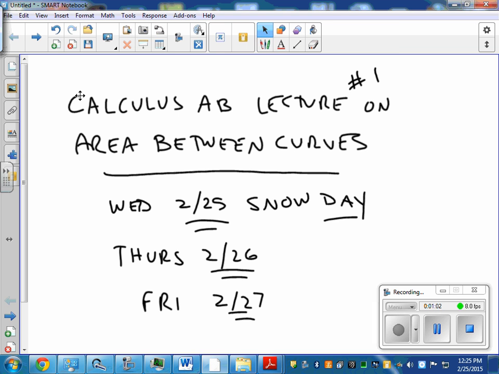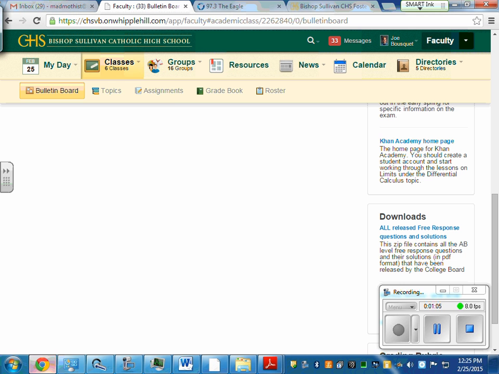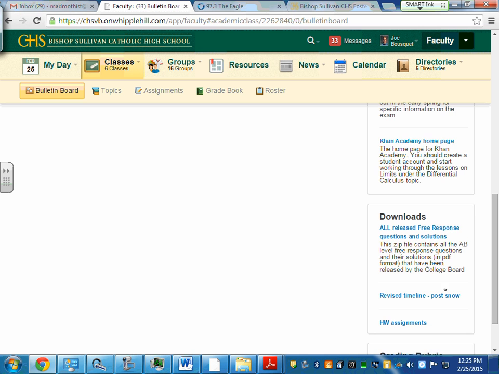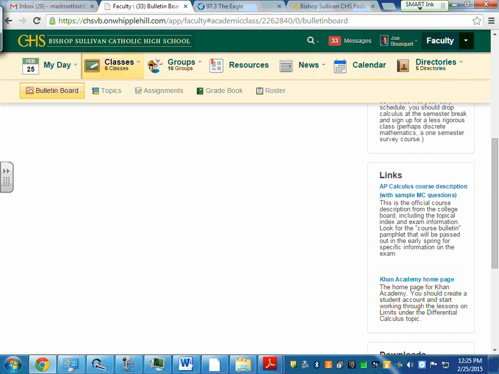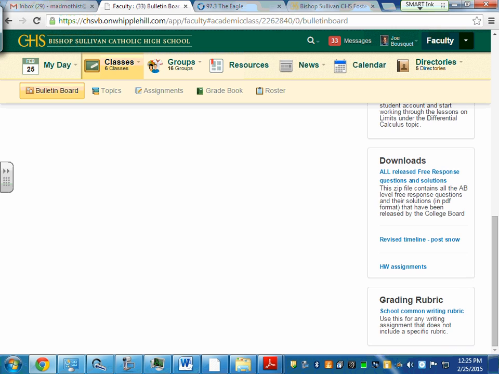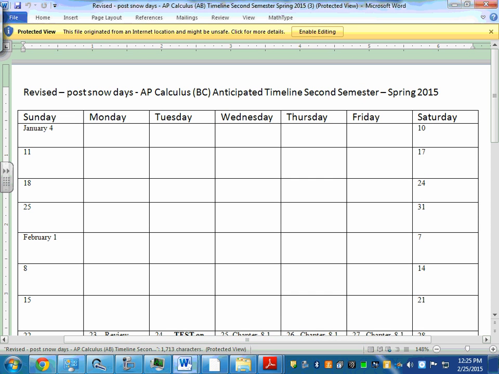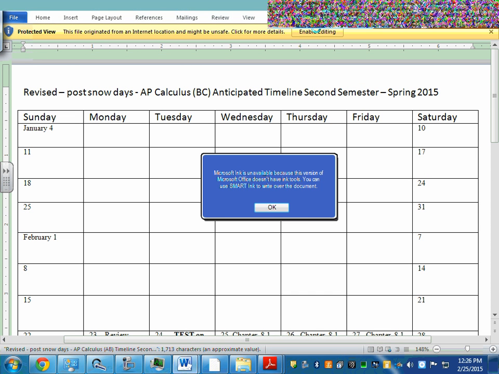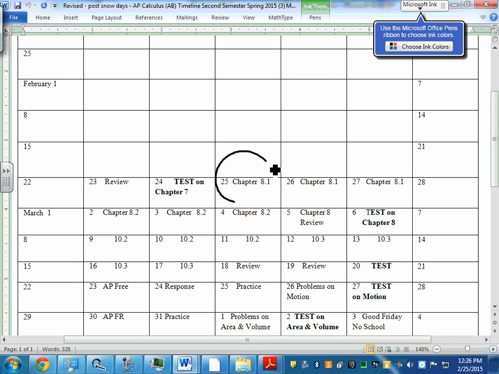I'm referencing your class page. Go to the class page and you'll see on the right-hand sideline over here the timeline. Somewhere here is our revised timeline post-snow. I put this together last week, and you should just note that we are sitting here on this day, Wednesday the 25th, and this is the area material. So we do need to cover this when we get back on Monday.